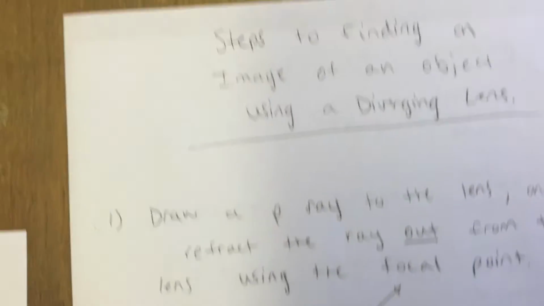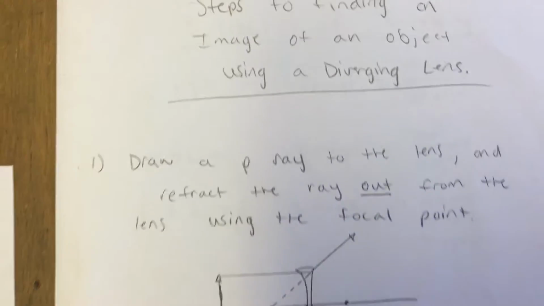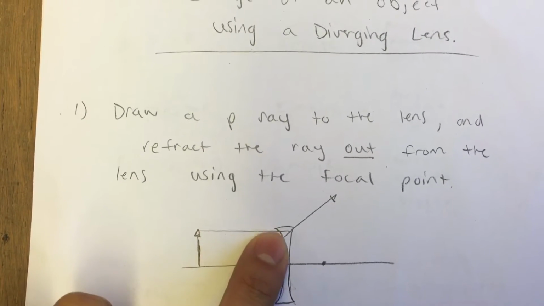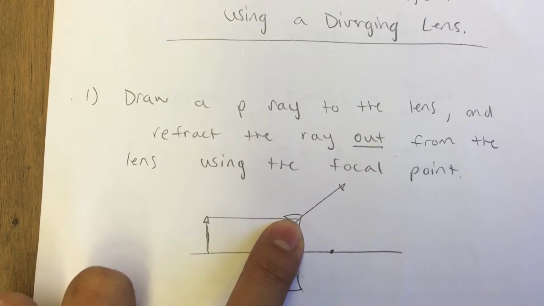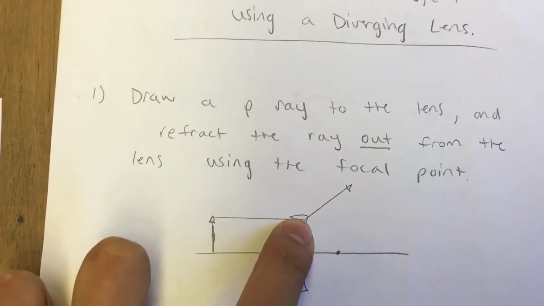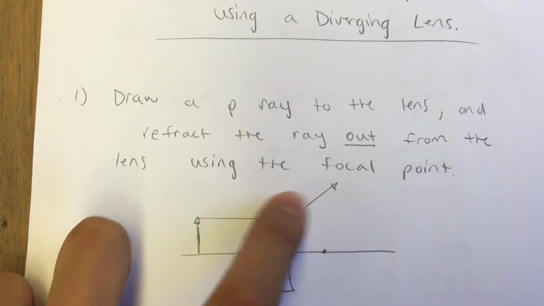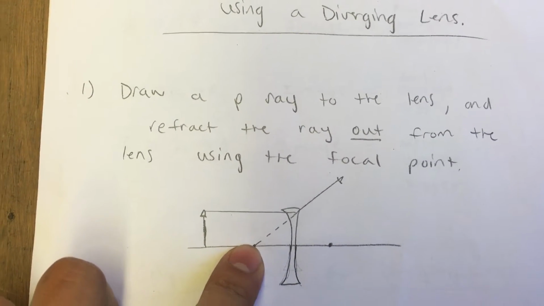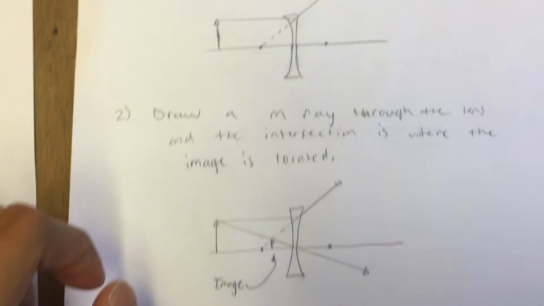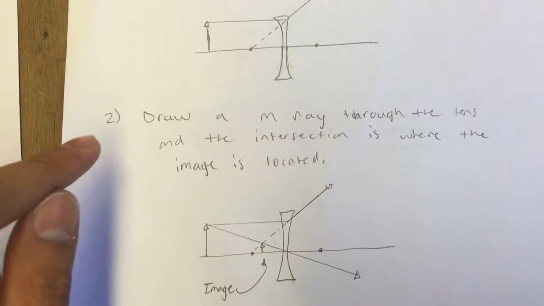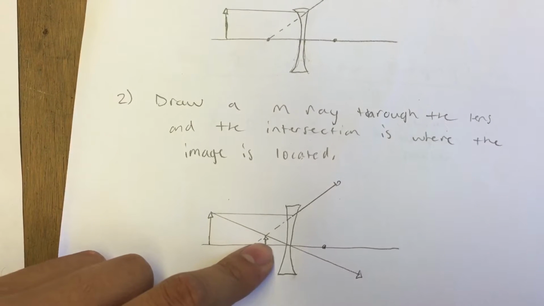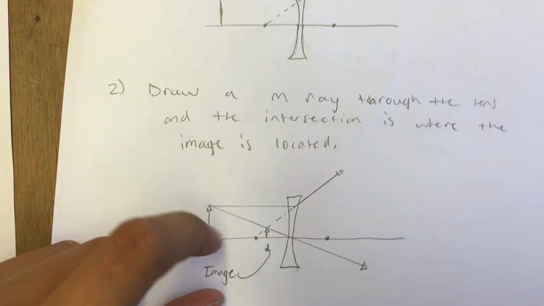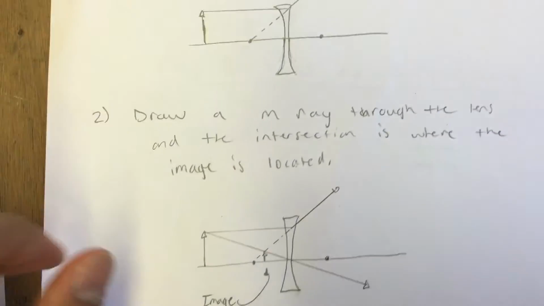Now for a diverging lens, we do the same thing with the P ray. We draw it parallel to the axis, but the ray diverges out using the focal point as guidance. Then we draw the M ray through the middle of the lens, and wherever the P ray and the M ray intersect, that's where the image is.